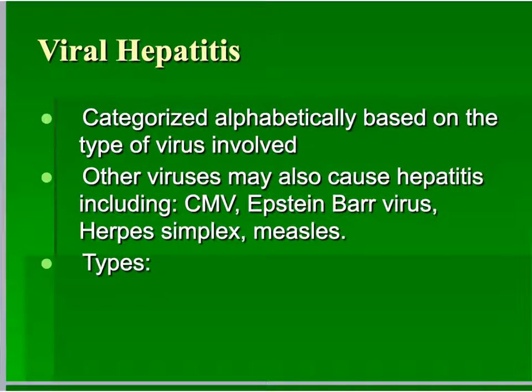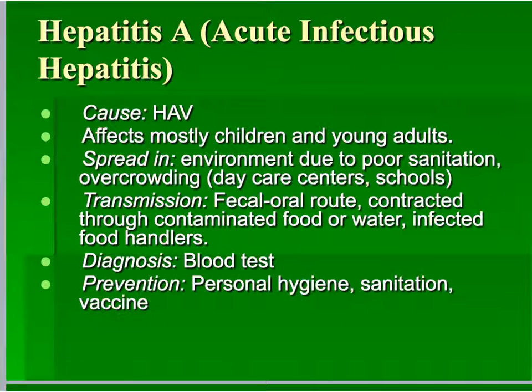So viral hepatitis can be categorized alphabetically based on the type of virus involved. So you have different letters designating the different types of virus. Hepatitis A, hepatitis B, hepatitis C, etc. All because of the different types of viruses that may affect the liver. You also have cytomegalovirus, Epstein-Barr virus, herpes simplex virus, measles virus, all of which can affect the liver. So now let's move into a discussion of each of these.